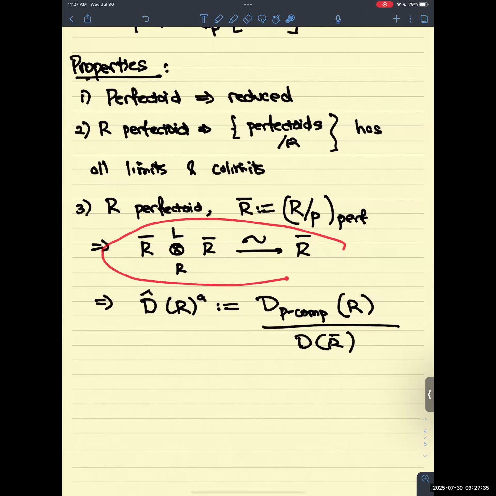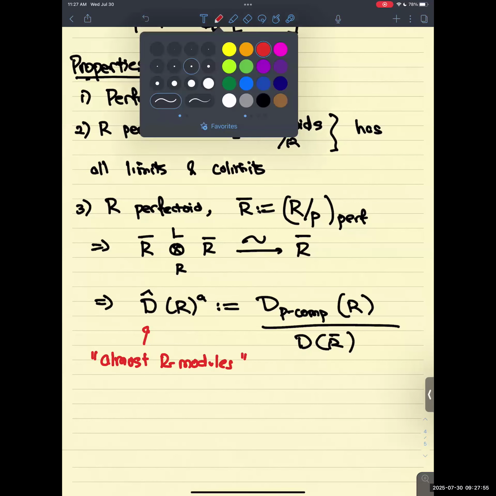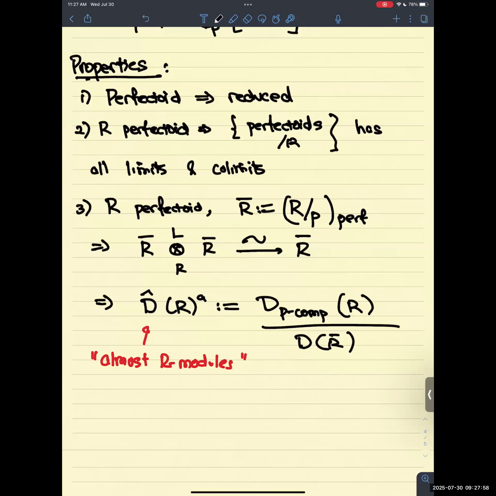And then this property over here, this idempotence property, ensures that if you look at the ones which have an R bar structure, that's actually a full subcategory. And so you can mod out by it. And this is called the almost derived category of R. I'll just say almost R modules. You can forget about this for now, but this was an invention of Faltings, and he realized that you get a lot of really nice properties over perfectoid rings if you work systematically in this almost world. And we will use that later today.